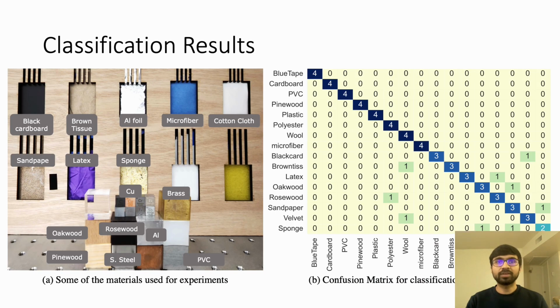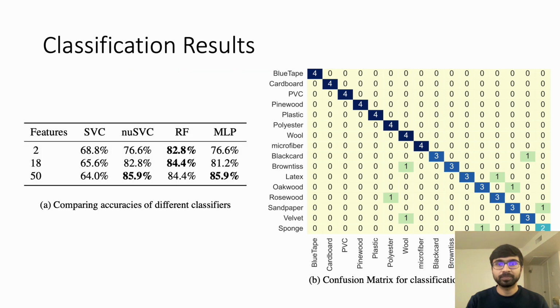On the left, we see a grid of materials we used for our classification, and the corresponding confusion matrix can be seen on the right. We obtain an overall accuracy of 86% over 16 classes. We tried a few different classifiers with a varying number of input features and found the best performance with 50 features for an MLP with one hidden layer of 90 neurons.